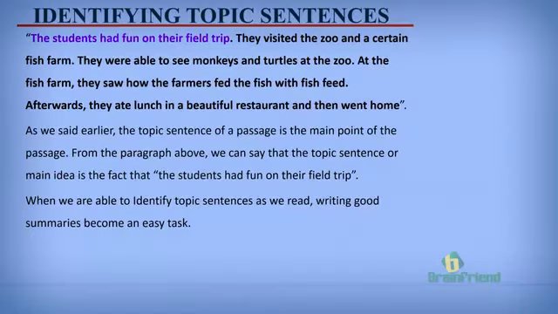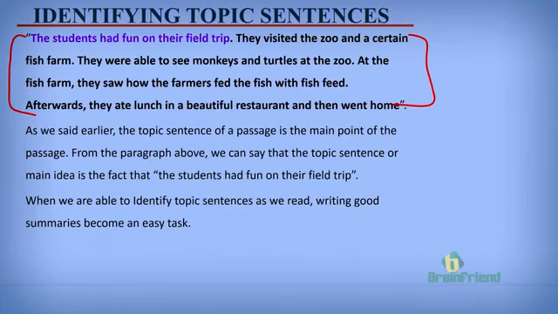Now, let's look at this paragraph on the board. It's a short one, but we will try to draw out the topic sentence from it. It reads: The students had fun on their field trip. They visited the zoo and a certain fish farm. They were able to see monkeys and turtles at the zoo. At the fish farm, they saw how the farmers fed the fish with fish feed. Afterwards, they ate lunch in a beautiful restaurant and then went home.